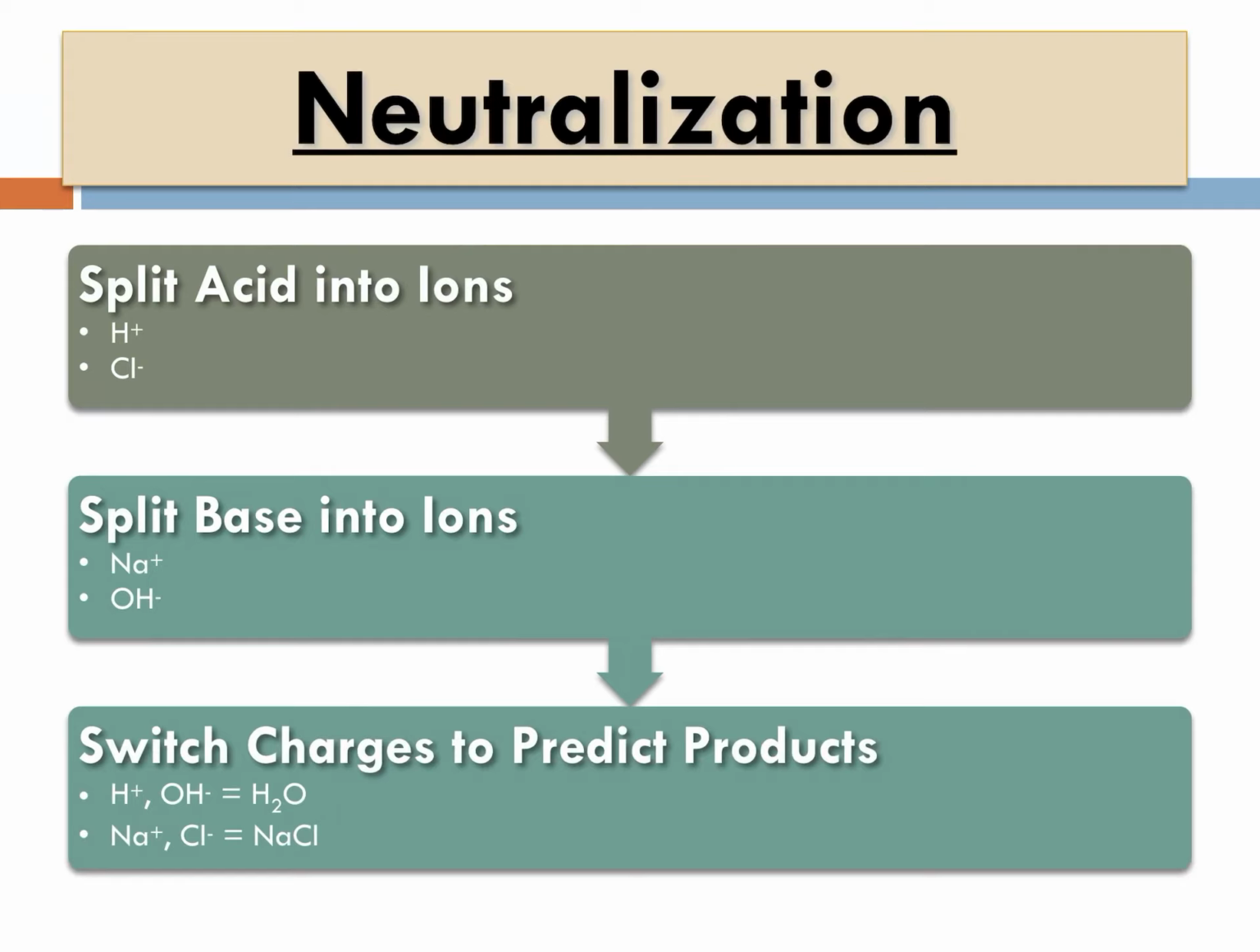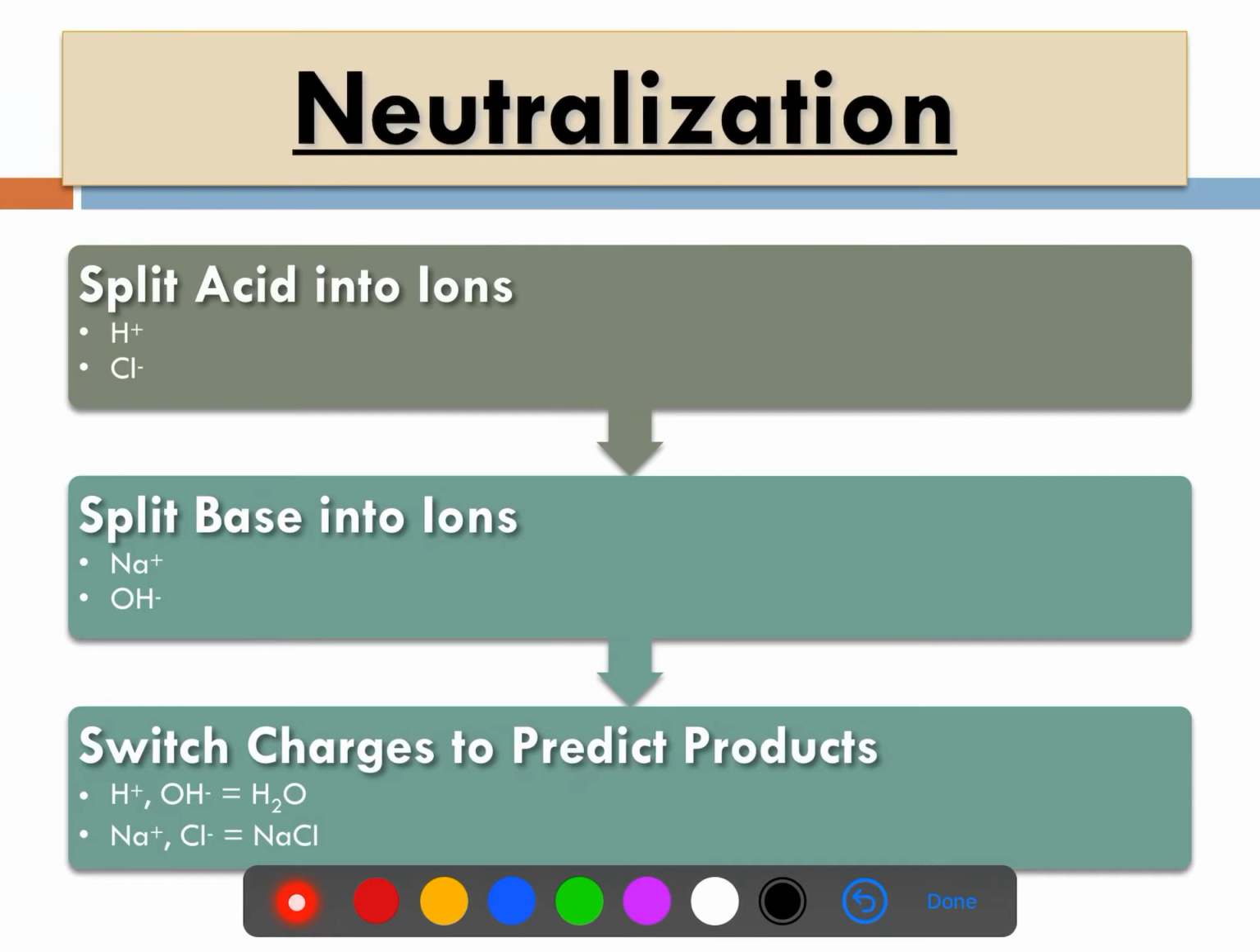All right, so suppose we have a reaction, and they want us to write the molecular version of the reaction. We're going to react HCl with NaOH, and they want us to predict the products and balance the equation. We're going to split HCl up into H+ and Cl−. Then we're going to split the base up into its ions. We're not worried about balancing it yet.